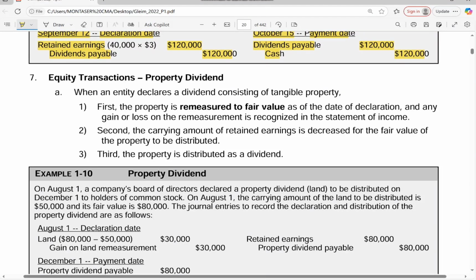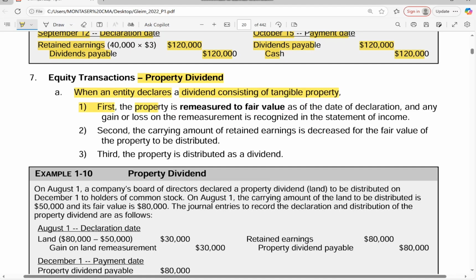The second form of dividends is the property dividends. Property dividends mean the entity will distribute the dividends in the form of tangible property, such as fixed assets. So when an entity declares a dividend consisting of tangible property, here we have three steps.